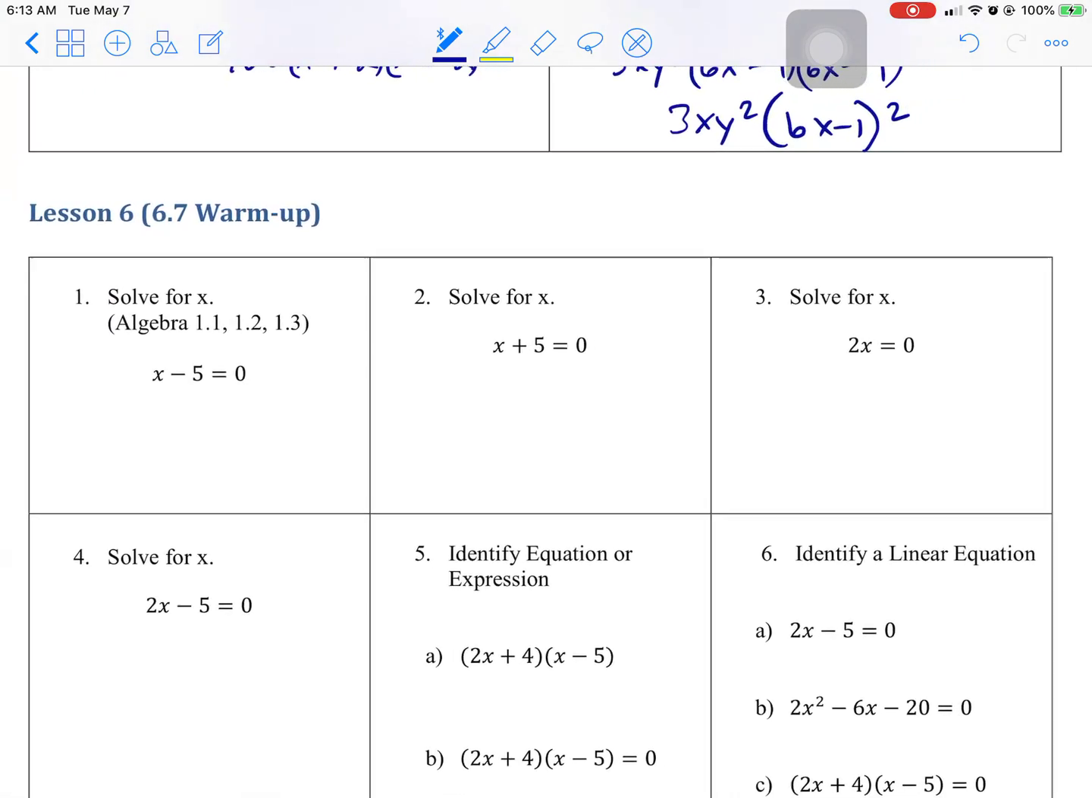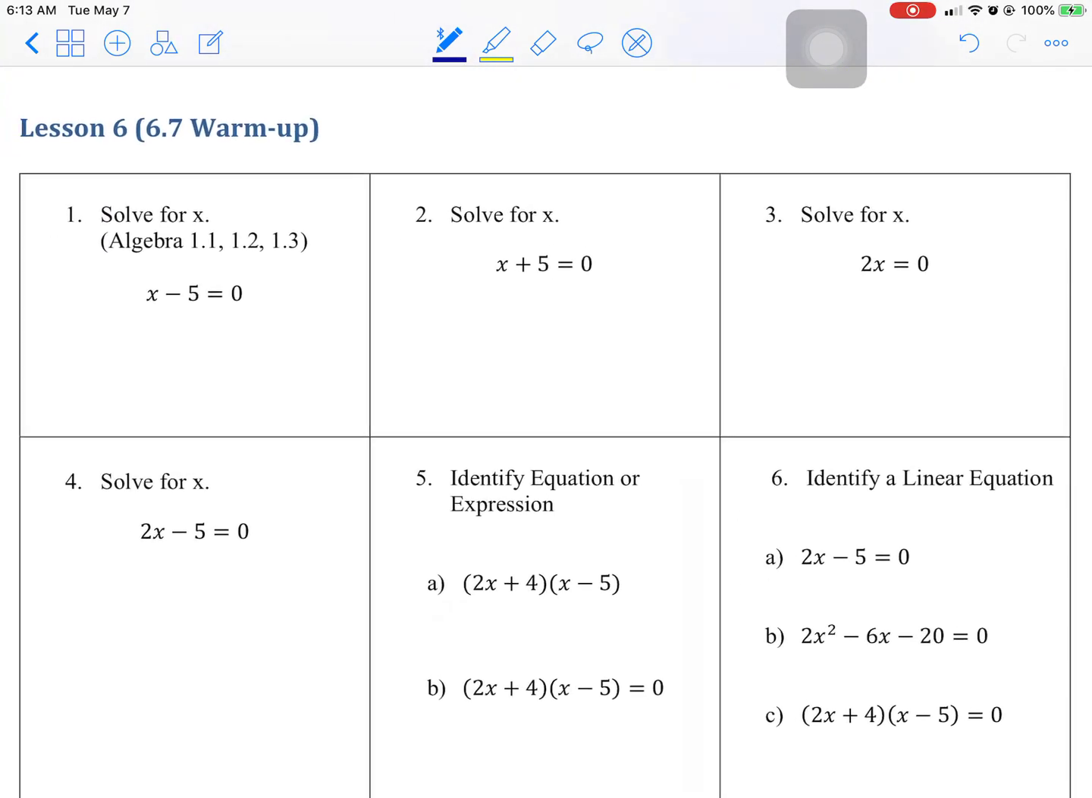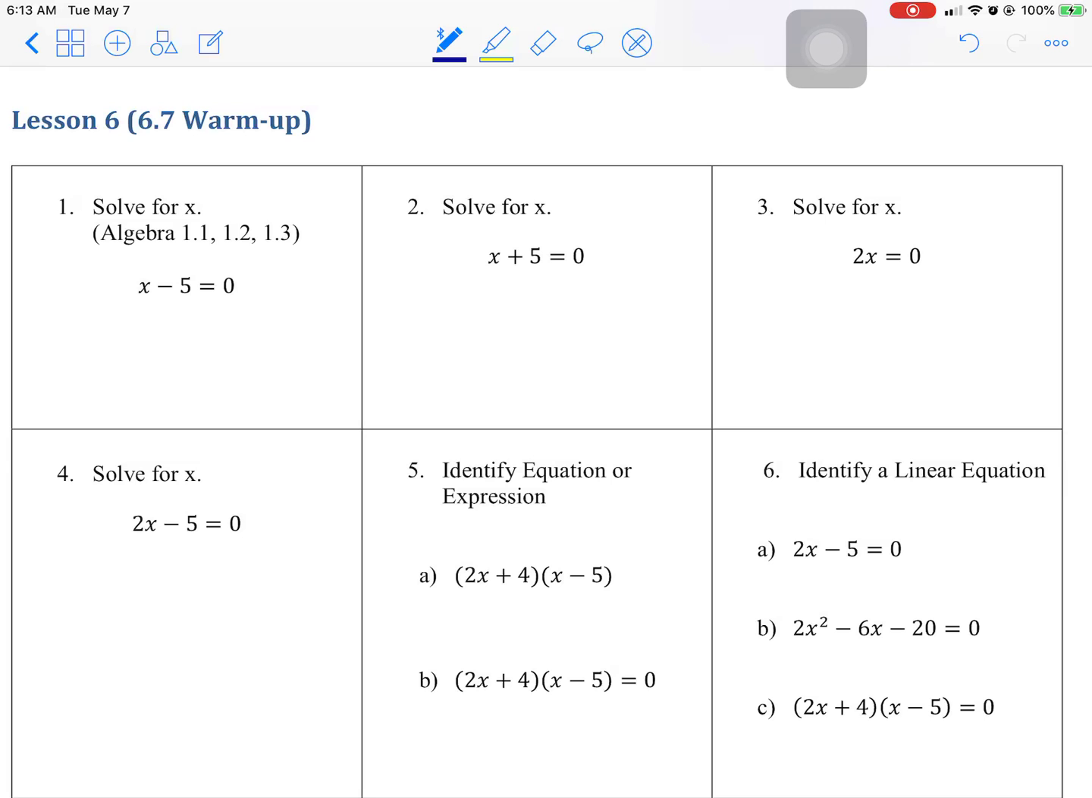All right, now a warm up for what we're doing today. Other than all that other stuff, for the new information, this is a linear equation, x minus 5 equals 0. We solve this by getting x alone on one side. Hang on.